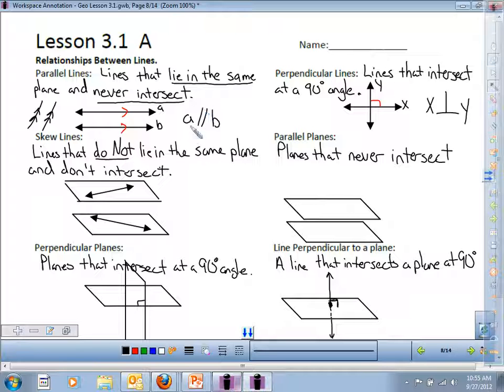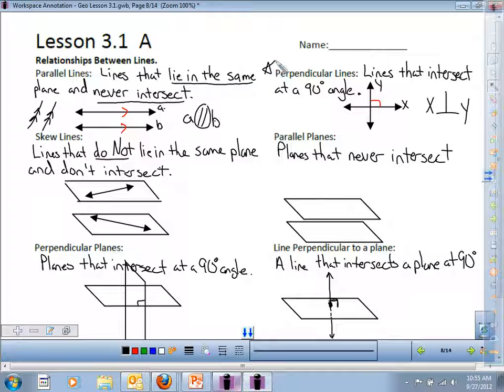Now here's another symbol that we would use. If this is line A and this is line B and I want to make a statement that they are parallel, I can say line A double backslash, parallel to B. So this symbol right here, the double backslash, is what we would use to show those lines are parallel. We've previously discussed that a little bit in a prior class.